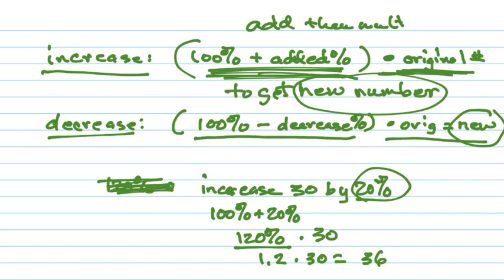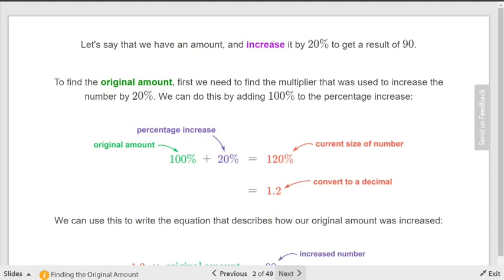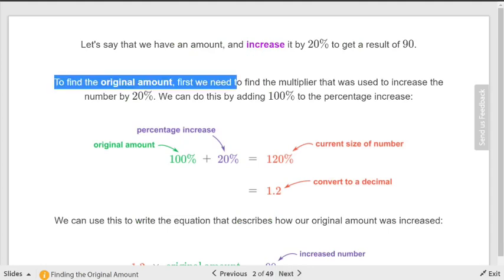So let's take a look at the Education Perfect. After we increased it by 20%, we ended up with 90. Okay? So is 90 what we started with? No. 90 is what we got after the increase. So that means our original number has to be lower than 90, right? So we're looking for a number that's smaller than 90. Well, if we increased it by 20, that means we would take 100 plus 20. That's how to increase it by 20.